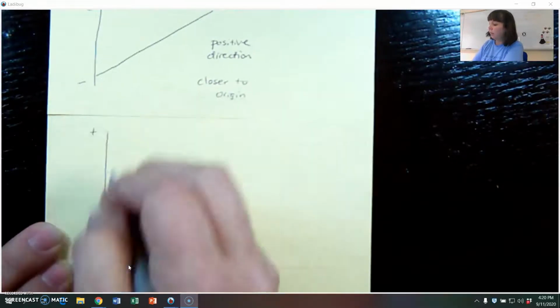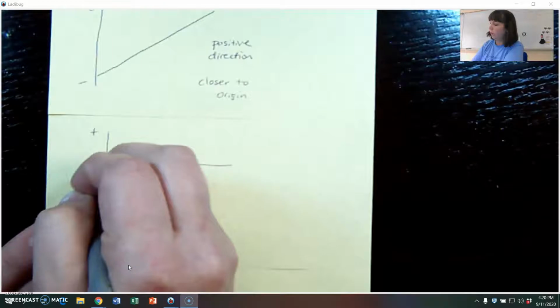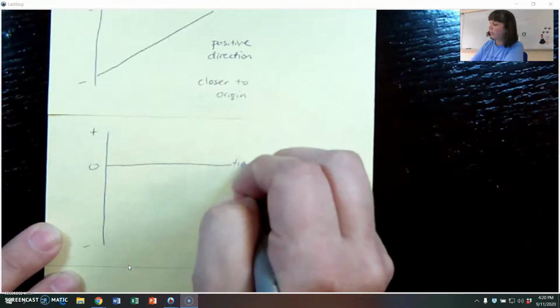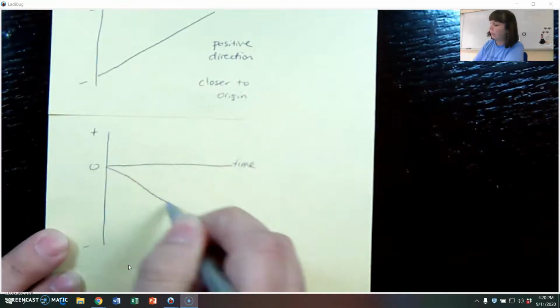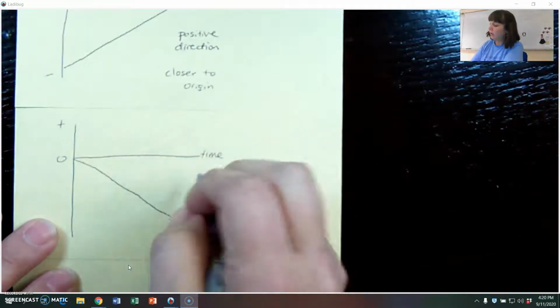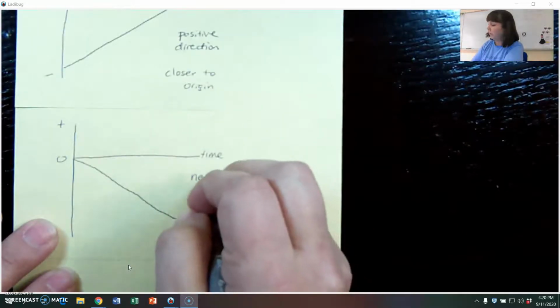Alright, we'll do the same thing. Here's positive, negative, here's our 0. We're going to do, instead of a positive slope, we'll do a negative slope. This time we're going a negative direction.